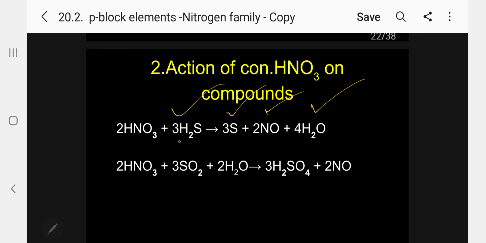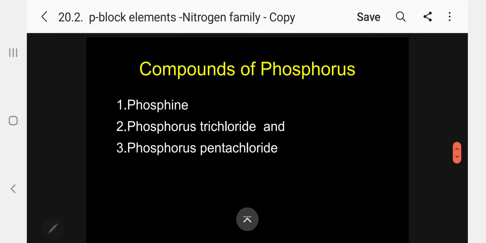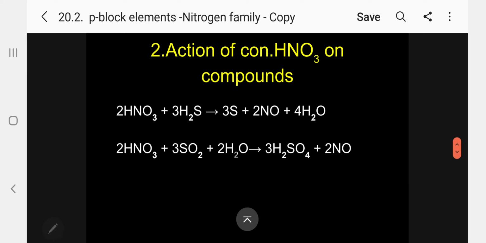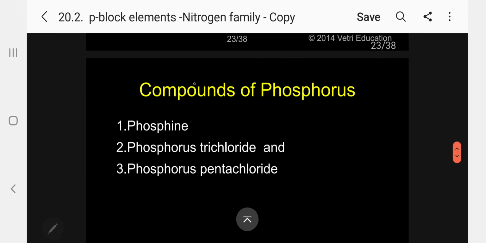This is one, reacts with hydrogen sulfide, which is a compound. Same way, nitric acid reacts with sulfur dioxide in presence of water to produce sulfuric acid and NO. So always NO is produced. Kindly follow. So that is regarding nitric acid that we had to discuss. Kindly follow. So let me go now to compounds of phosphorus.